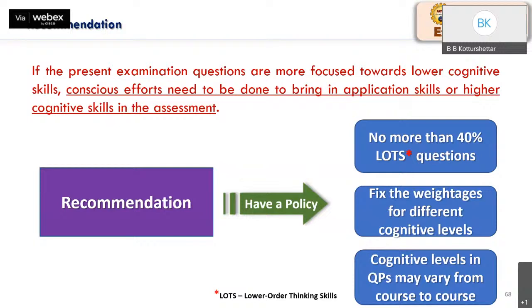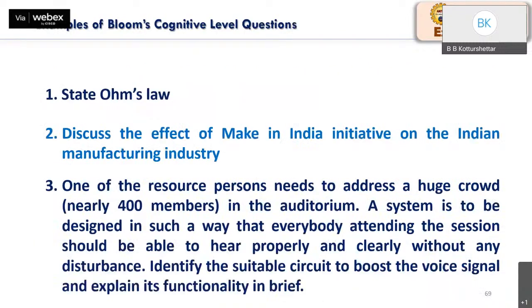And also cognitive levels in question papers may vary from course to course. If it is a design course, then the emphasis on analysis may be more. Okay, if it is theoretical, then you may not be asking any question on analysis at all. So you may confine to the first three levels. It all depends on what type of course that you are testing the student for.